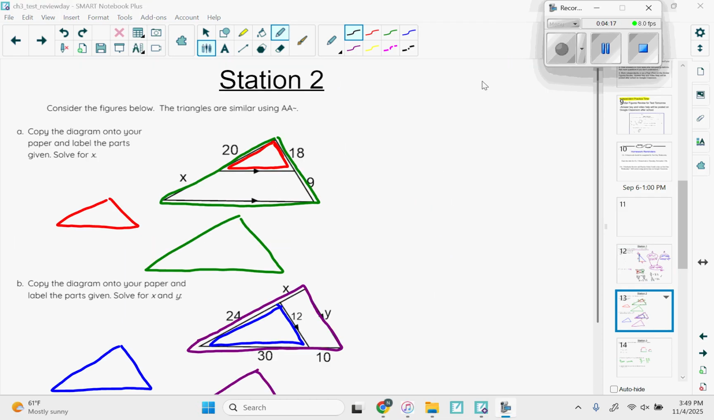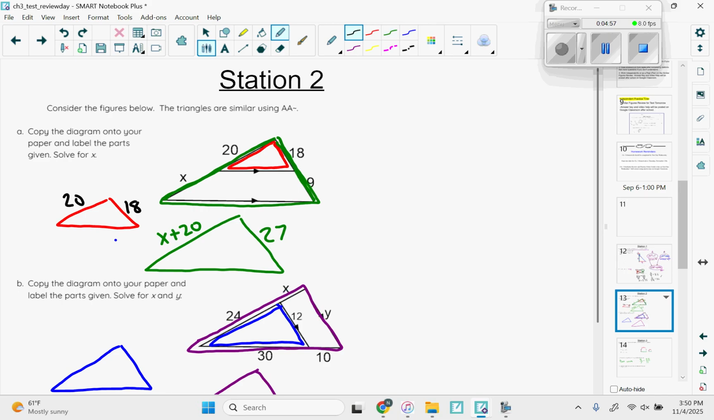Moving on to station number 2. Here we have these overlapping triangles. So first, before I try to solve for x, I just want to redraw my 2 triangles. My small triangle in red has side lengths 20 and 18. And then my larger triangle in green here, this side is x plus 20. And on this side, it is 18 plus 9, 27. All right, so it's important to add those parts together when you make the big triangle.